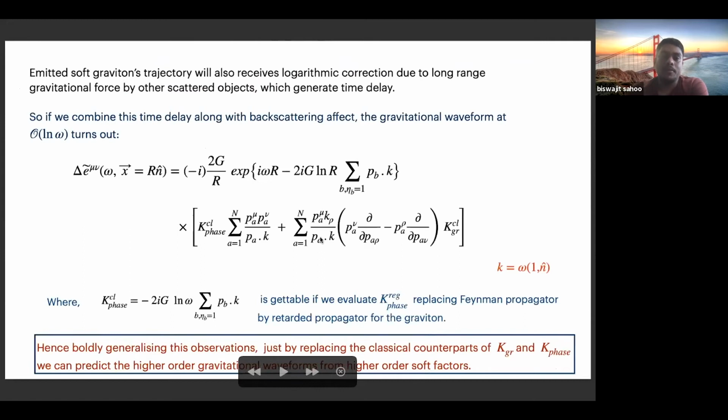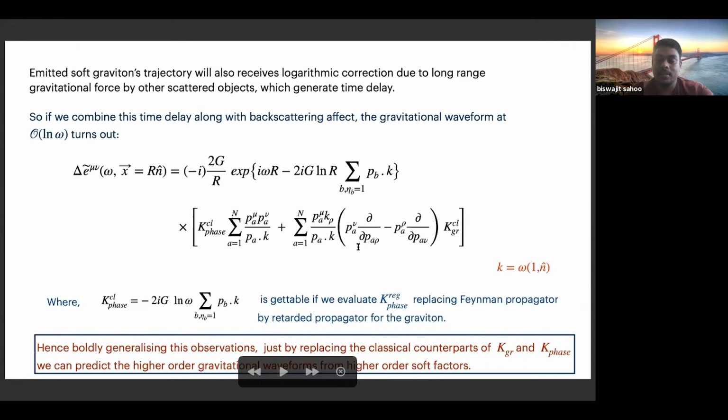And one also has to take care of the backscattering effect, due to the long range interaction of the gravitational wave with the matter particles. If you take care of all these things, we can show that this subleading order gravitational waveform, which goes like log omega in the frequency space, has this kind of behavior.